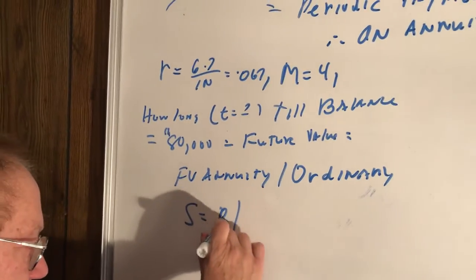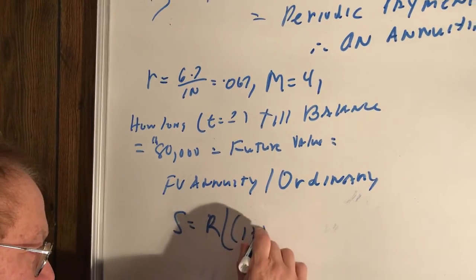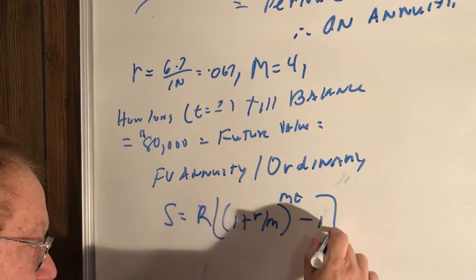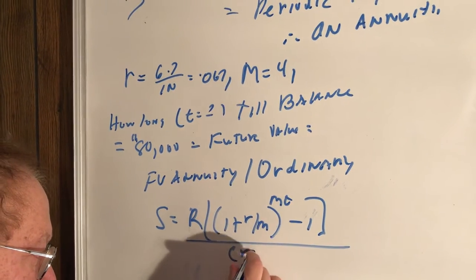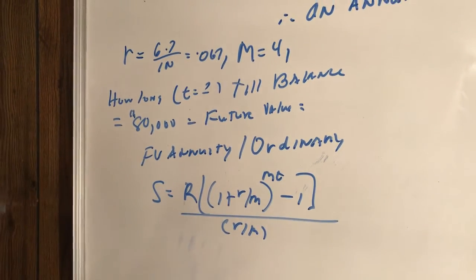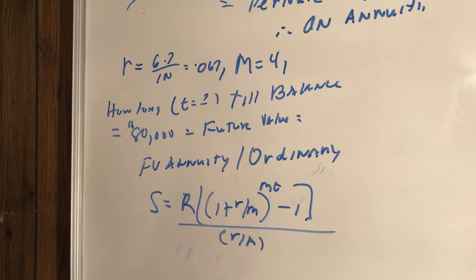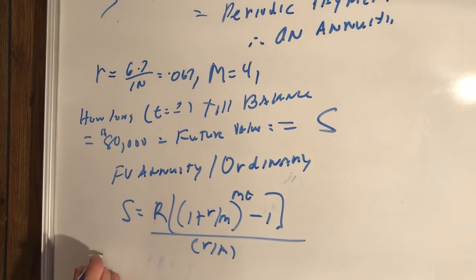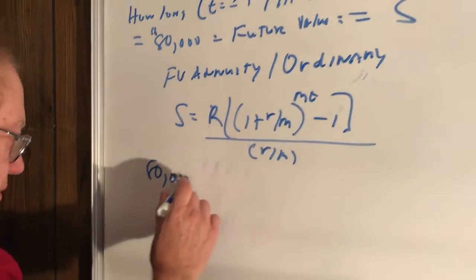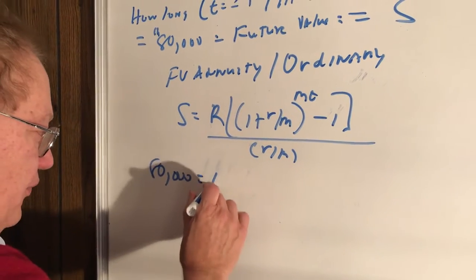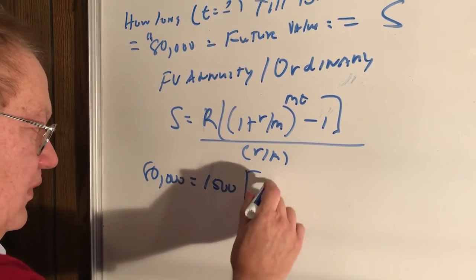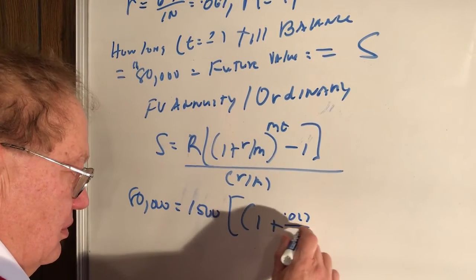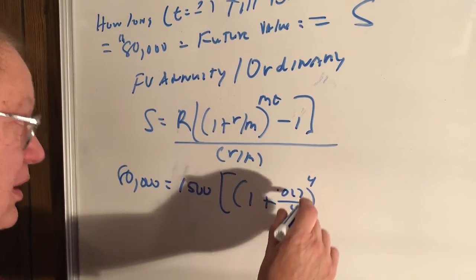R, the payments: 1 plus R over M raised to the MT minus 1, divided by R over M. Now, here we know S. This is S. S is 80,000, so we put that over here. We know R. R is 1,500. This is 1 plus 0.067 over 4, raised to the 4 times T.